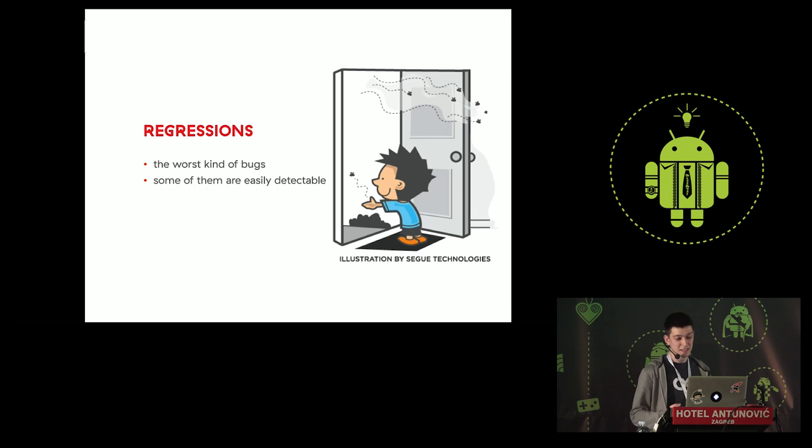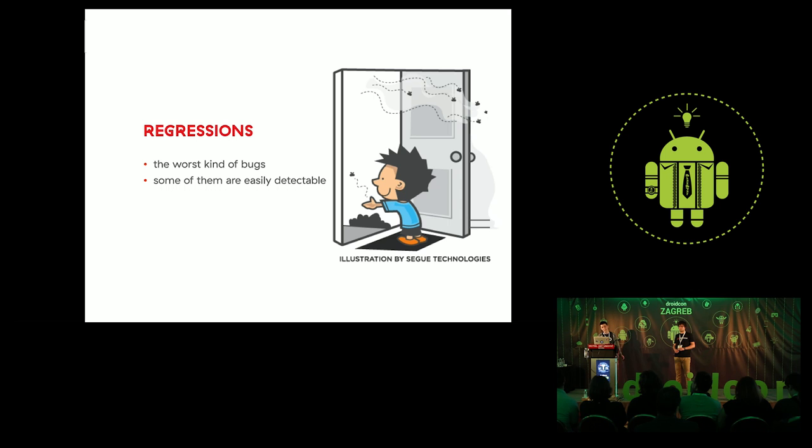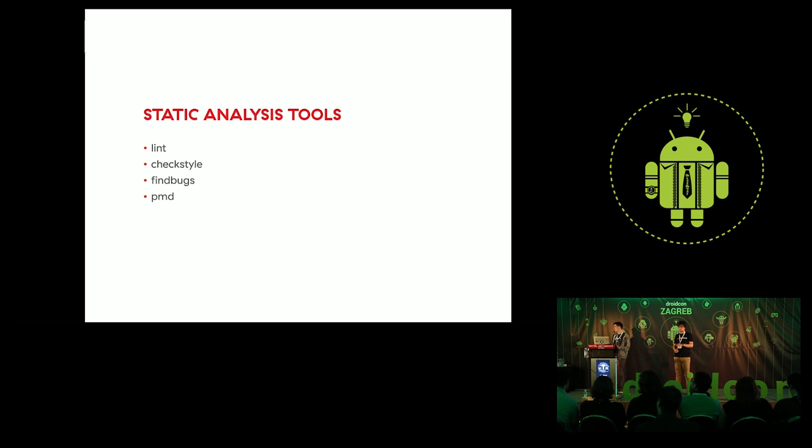What's even better is that some of those issues are easily detectable. And for that, we started using static analysis tools. At this time, we use these four tools: Lint, Checkstyle, PMD, and Findbugs. But we've also tried Facebook's Infer. We didn't like it, because at the time when we tried it, there were a lot of false positives. And Google also has one called Error Prone, but we didn't get to that one yet.